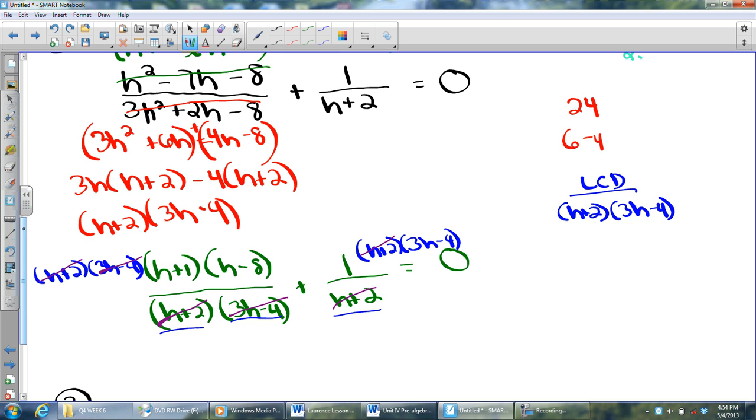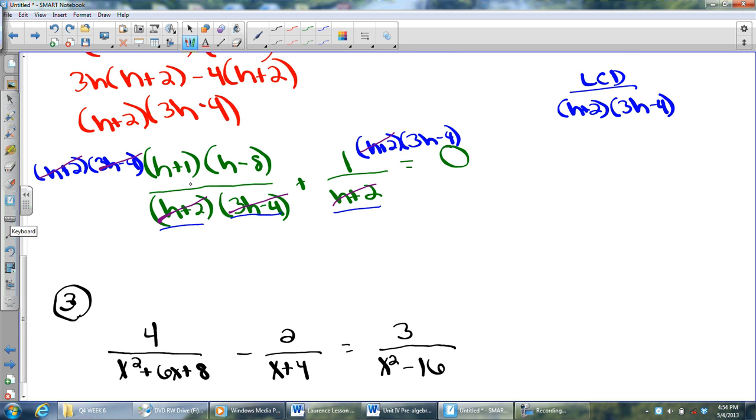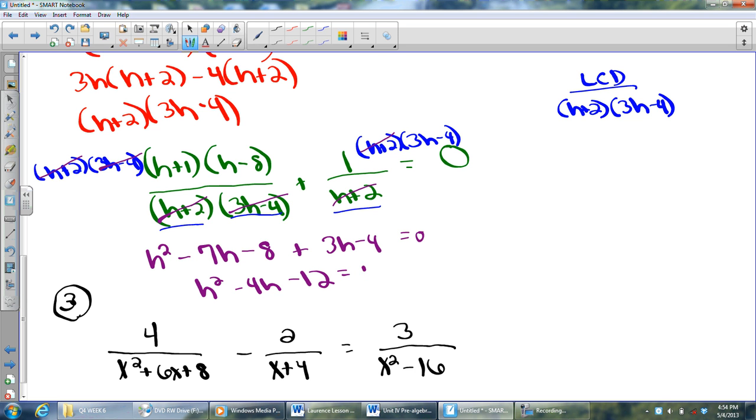And so now my problem becomes this factored, or FOILed, which is just the original polynomial that was up there, plus 3h minus 4, and that'll equal 0. I'll combine like terms. Looks like I'll have h squared, a minus 4h, and a minus 12. That'll equal 0. Now I could go quadratic formula, but I'm tempted to see if this will factor.